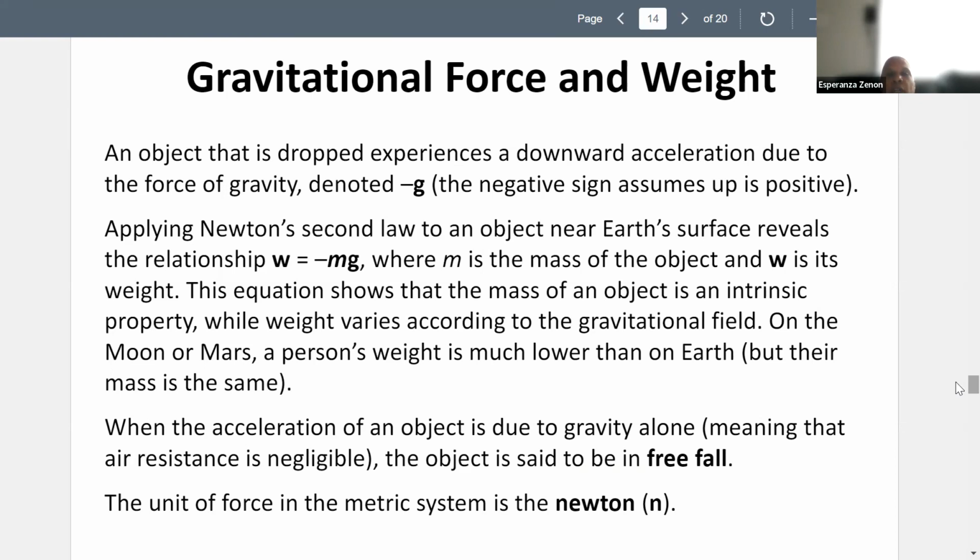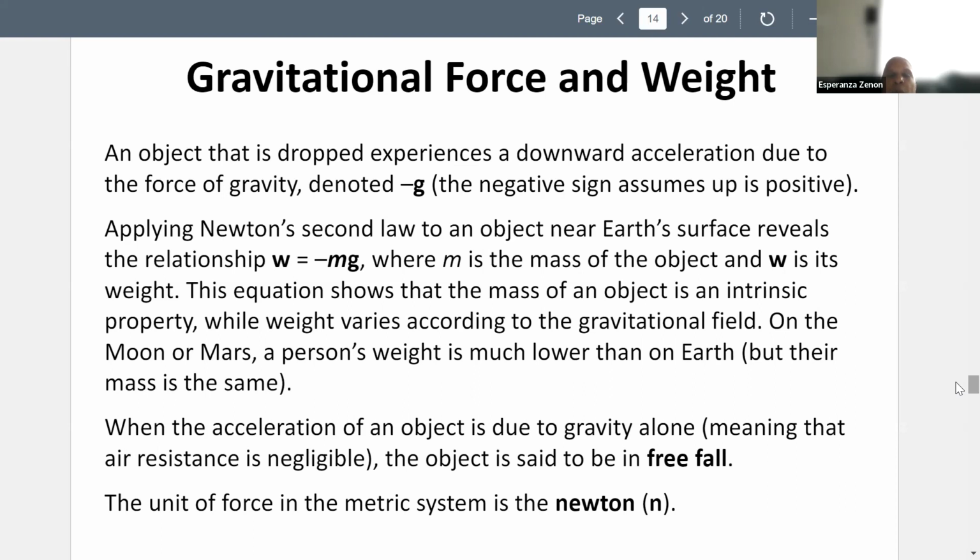But 2 weeks from now, we'll look at gravity in a bit more detail. Okay. So when we apply Newton's second law to an object, we can see the relationship that they give here. W equals minus mg. Remember, they're writing that from a vector perspective. That's why it's bolded. And that negative sign tells us that gravity points down.